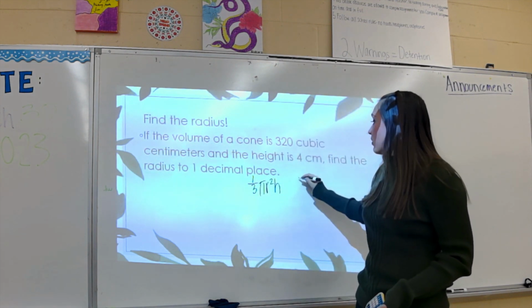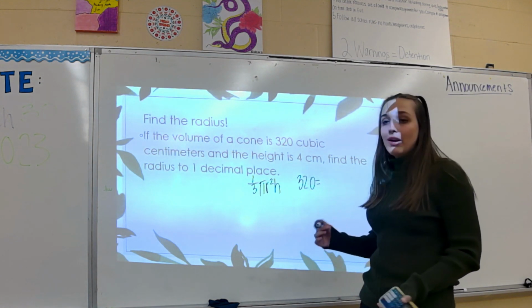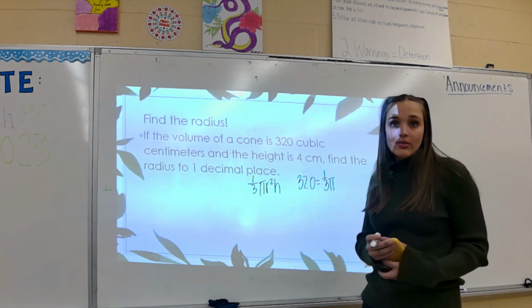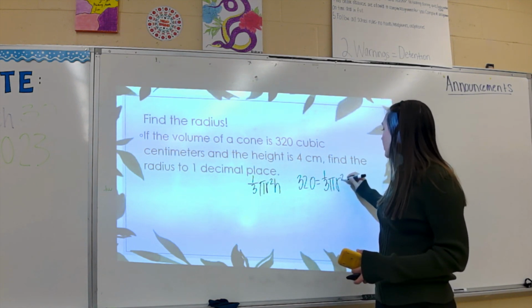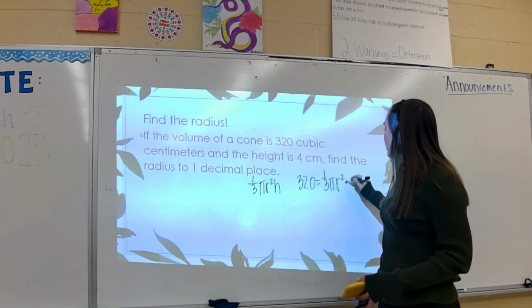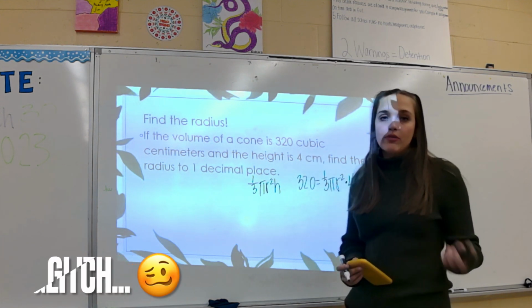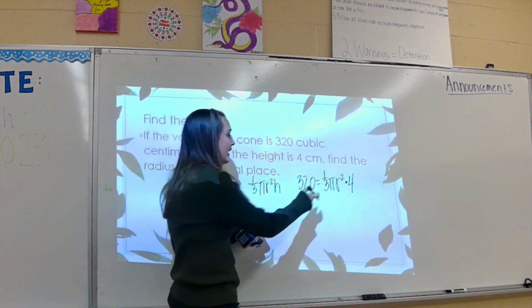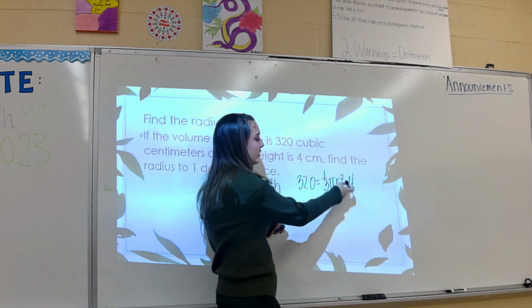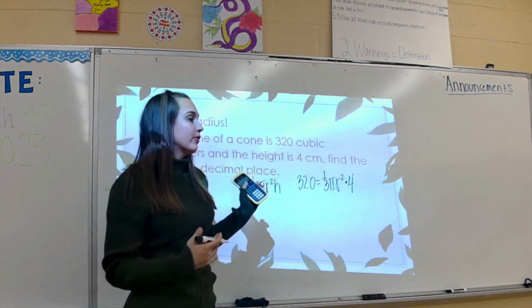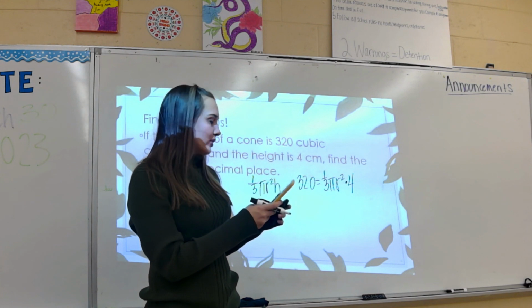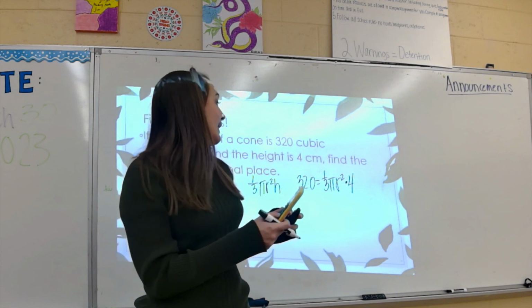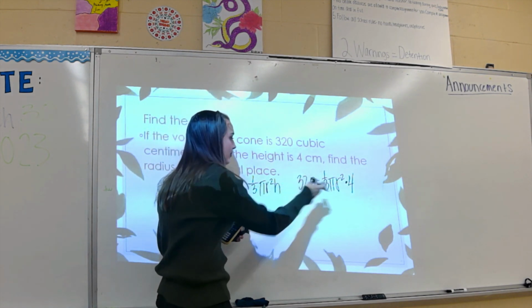My volume is 320, so I'm going to set that equal to my volume formula. We know 1/3 and pi are staying there. Those are our numbers. R squared is something we're trying to find. My height is 4. So I can multiply this any way. I could do 4 times 3.14 divided by 3, or 3.14 times 4, then divided by 3. It doesn't matter which way, we could go from left to right or right to left. So we do 3.14 times 4. I press enter. Then because of that 1/3, I divide by 3. And I'm going to put that number out front.